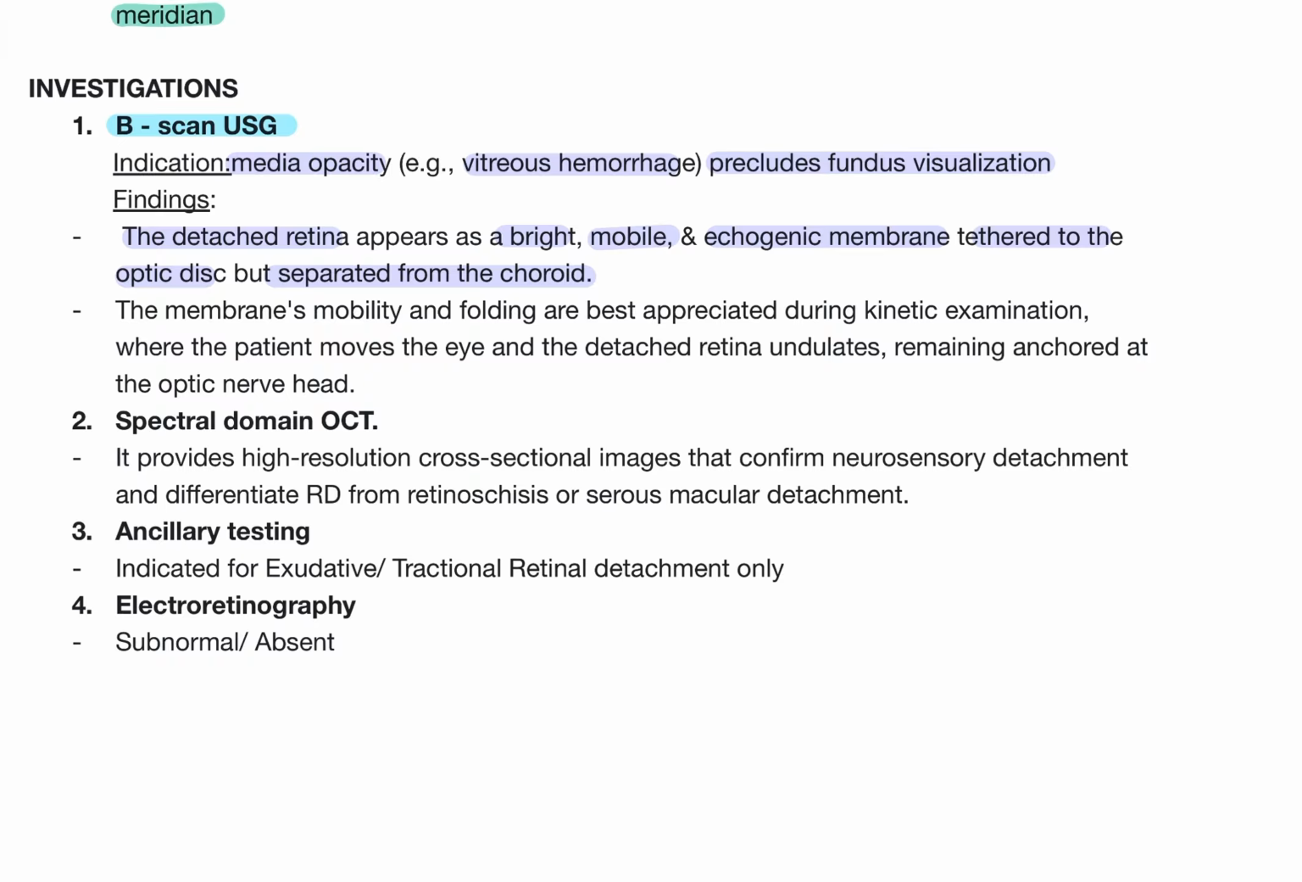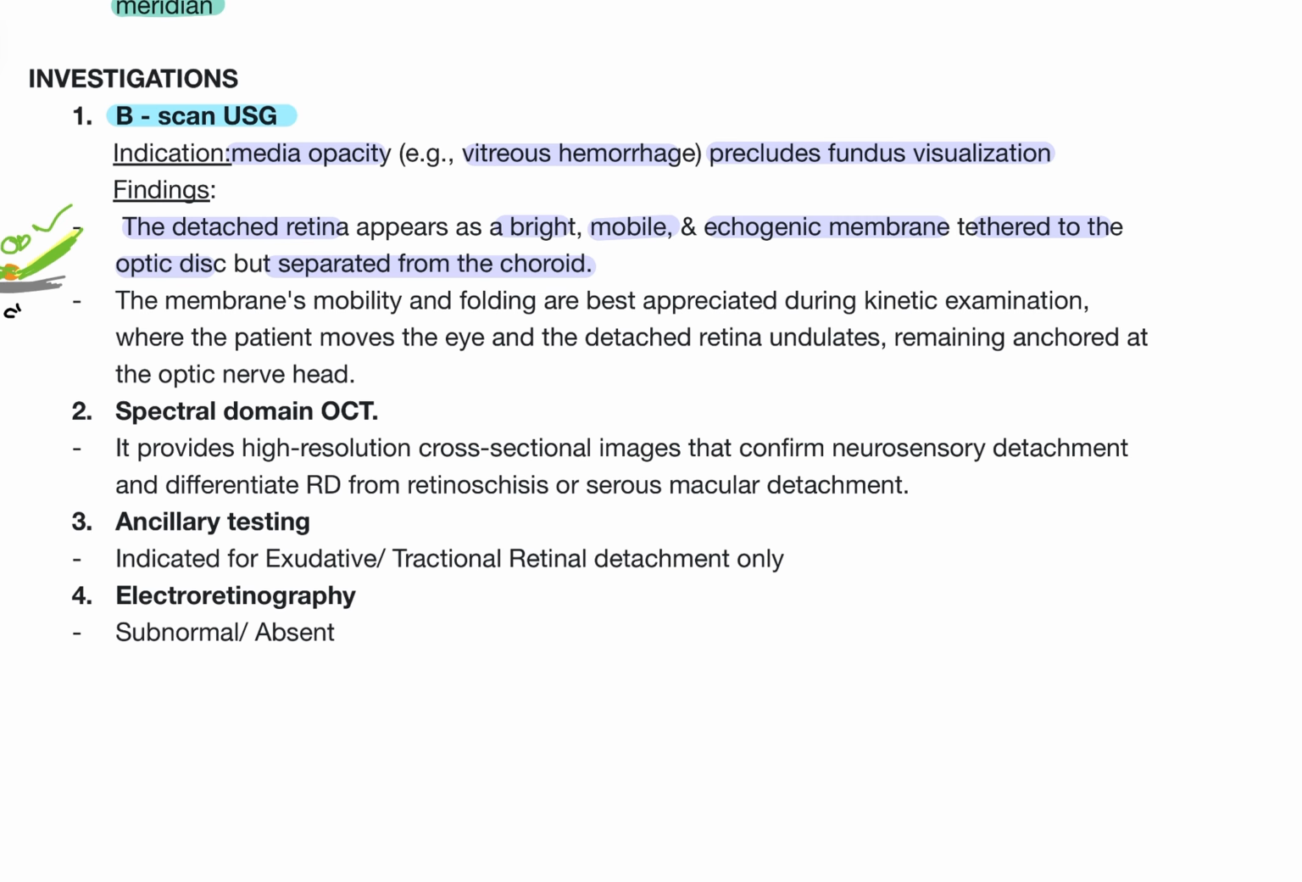Okay, let me draw with the help of a diagram. So you have your choroid, right? And think of this as your optic disc area, and this is your retina. This is your retina, so it is attached to your optic disc area, but it is separated from your choroid. So how does it appear? Bright, mobile, echogenic membrane. You can see it like a membrane flowing in the USG.